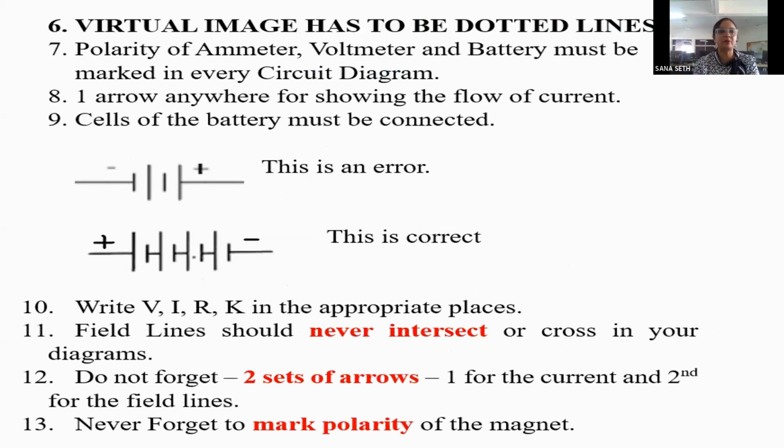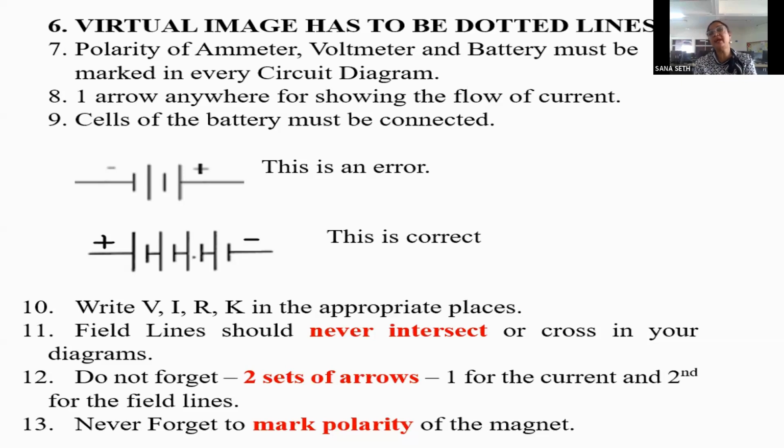Polarity of ammeter and voltmeter. You must show the polarity of ammeter and voltmeter. And anywhere in your diagram, please draw an arrow for the current. Cells must be connected. If you look at point number 9, I've shown you a wrong battery connection, and then a correct battery connection below that.